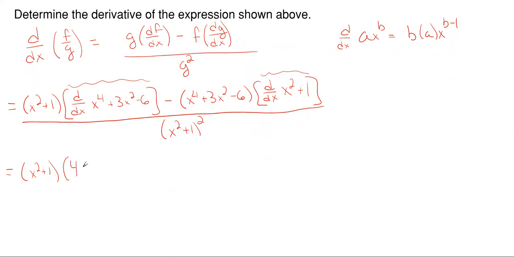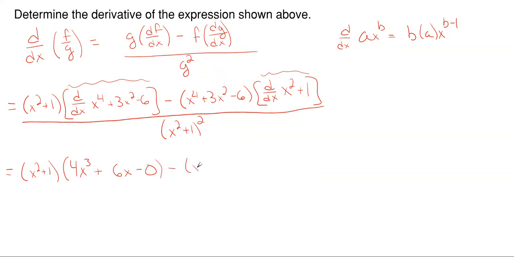We would have 4 times x, and then subtract 1 from that power, so x cubed, and then plus 3 times my power of 2, which I'm just going to write as 6, and then x to the power of 2 minus 1, which is just 1, so we can just write x. And then whenever we have a constant with no variable we're taking the derivative with respect to, that just becomes minus 0 for that 6 right there. So that's my first one.